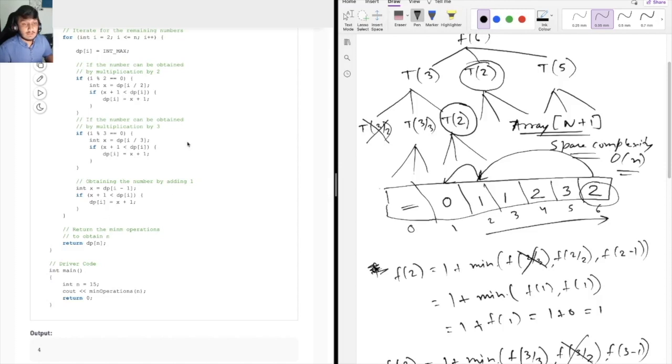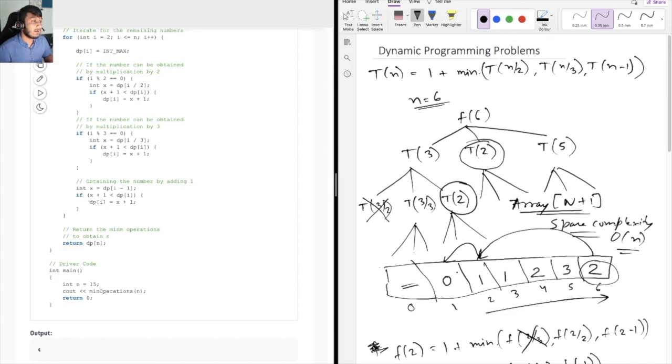So what we are doing in these three operations is similar to what we were doing on the right by writing this function: 1 plus minimum of T of n by 2, comma T of n by 3, comma T of n minus 1.